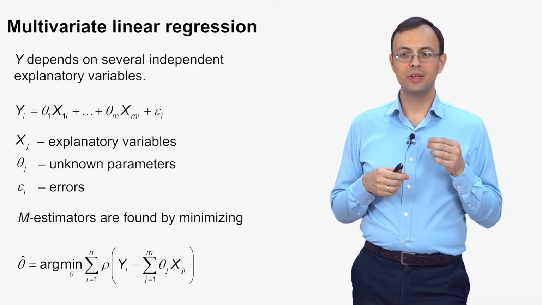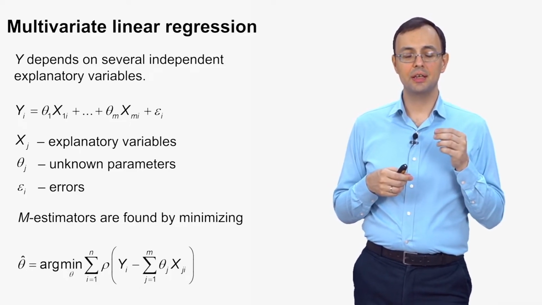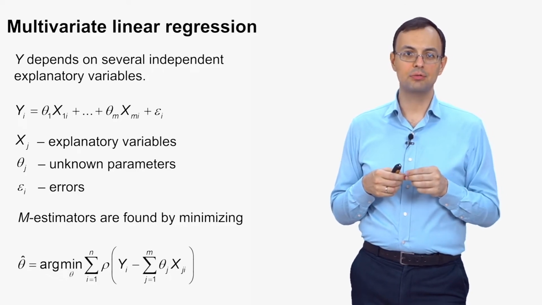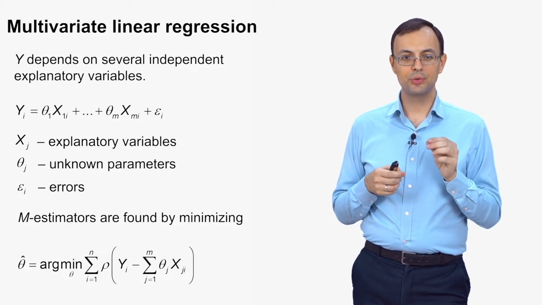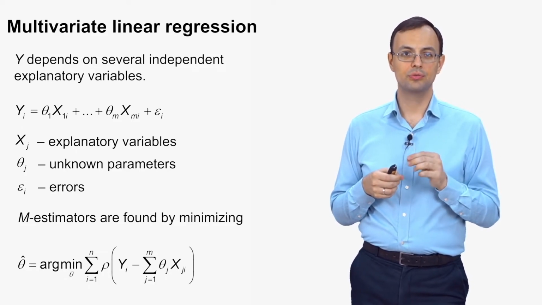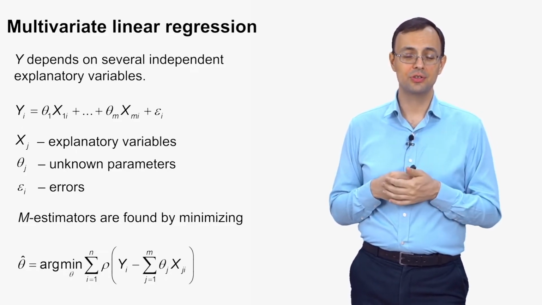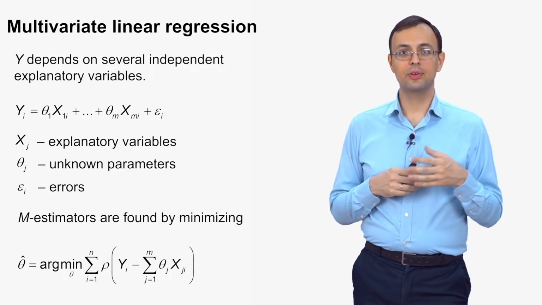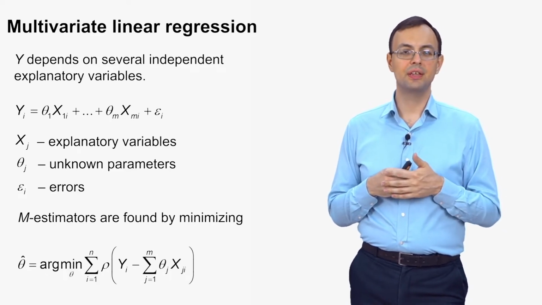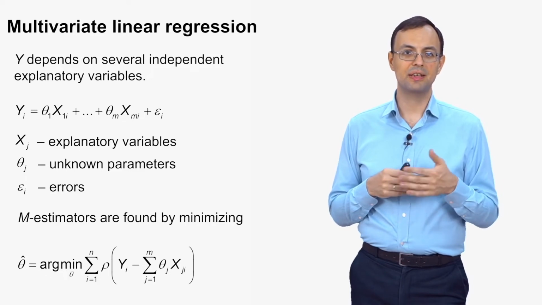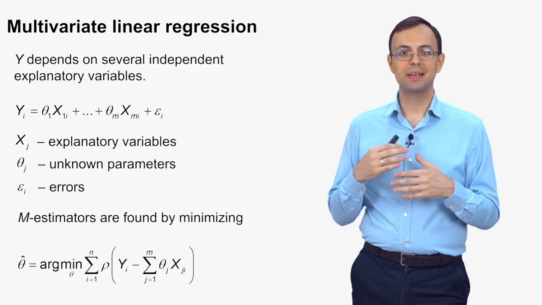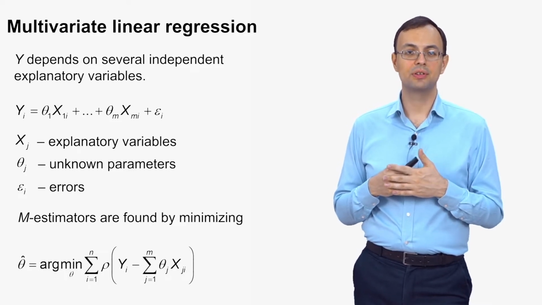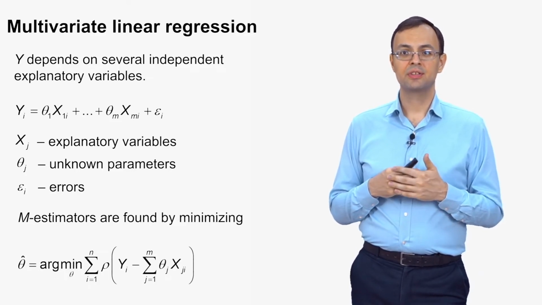So when the errors are normally distributed, the best way is to use OLS, to use rho of u equal to u squared, so to square these vertical deviations. If there are outliers, if the data is not normally distributed, the best way to deal with this situation is to use more complicated loss functions, like Huber and Tukey loss functions.